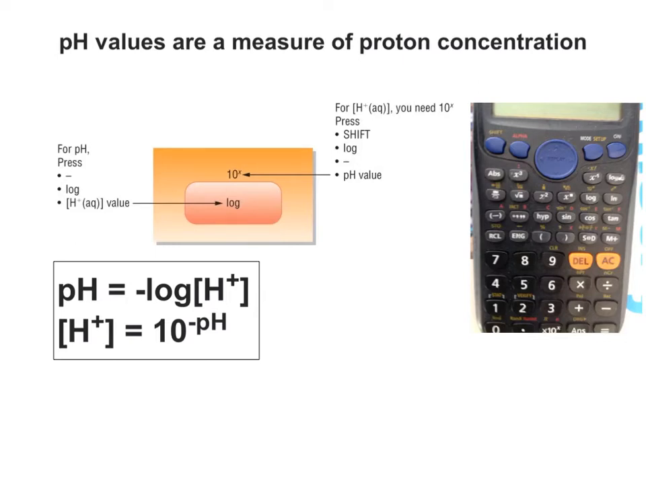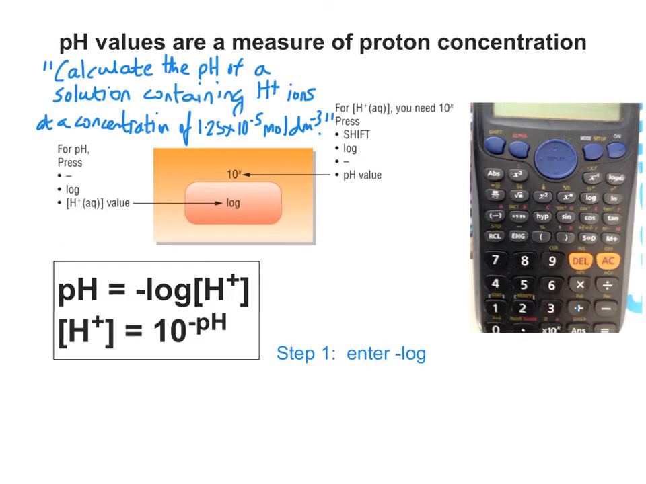So you'll notice on the calculator in the photo that you have a log button there. So what you do, if you want to work out the pH, but you're given the concentration of hydrogen ions, is you put in the concentration of hydrogen ions. So let's give an example. So your first step will be to enter minus log. So you press the minus button and then log. So next you enter your H+ value.